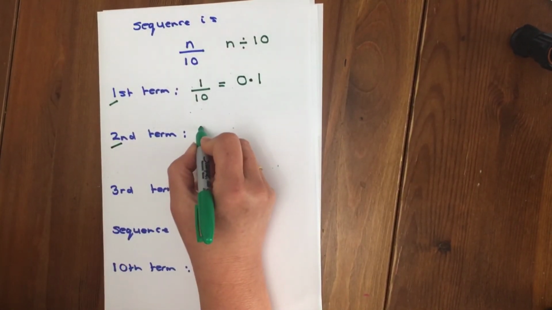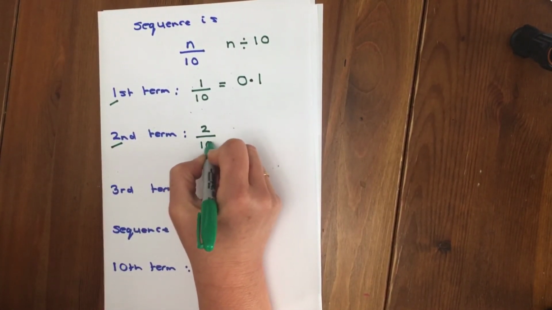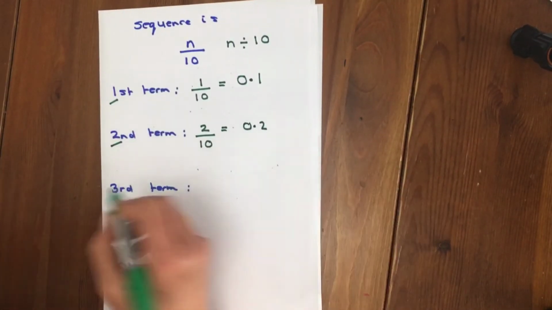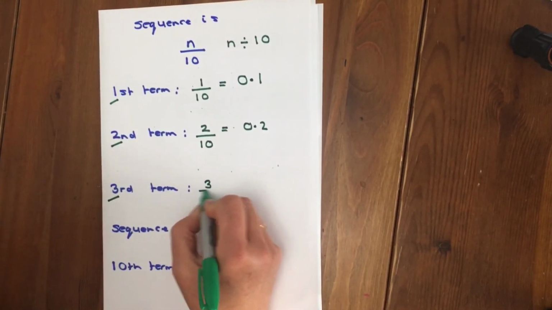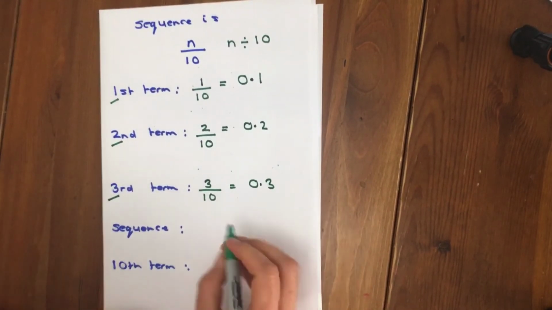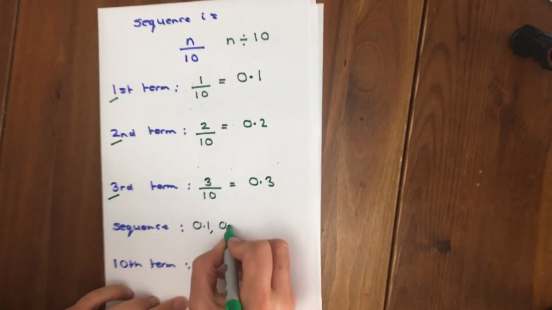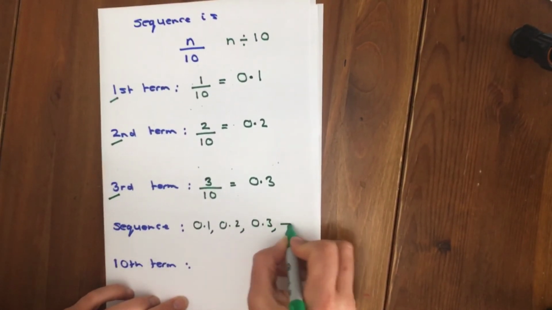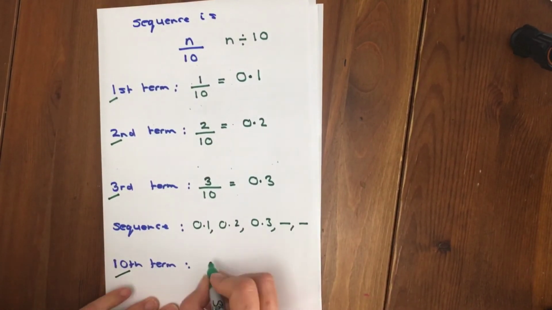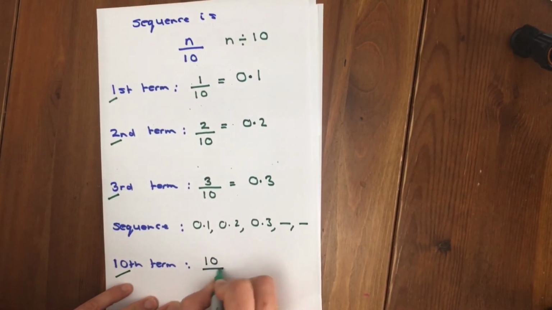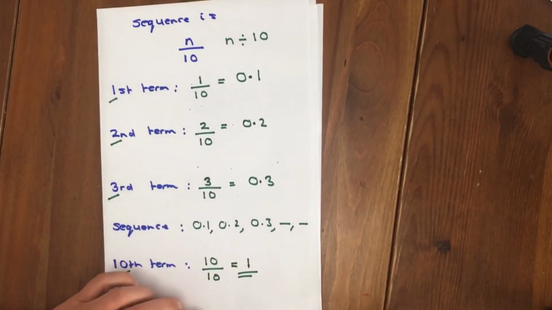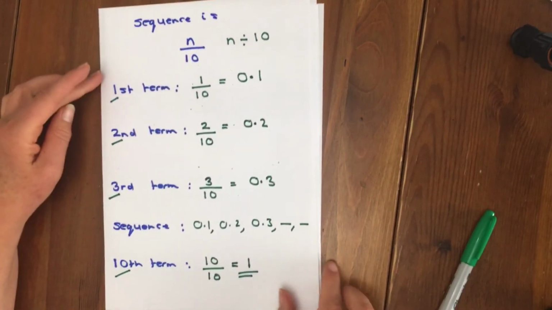Okay, when n is 2, n changes to 2. I've got 2 over 10, which is 2/10. When n is 3, I've got 3 over 10, or 0.3. So you can see my sequence is going 0.1, 0.2, 0.3. You can see the next one would be 0.4, 0.5. And the 10th term, well, n is 10, would be 10 over 10, which is just 1. Okay, so that was where I'm dividing.